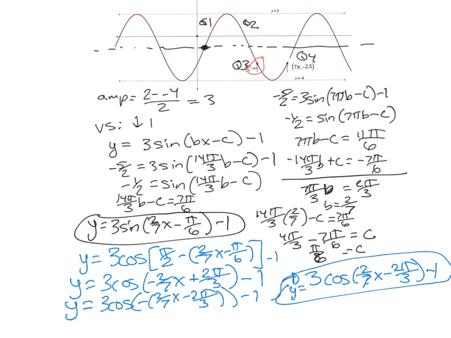So the reason that was hard is you have to orient yourself to what quadrant your points are in, picking your starting point, whether it's sine or cosine, and then labeling where those points fall.